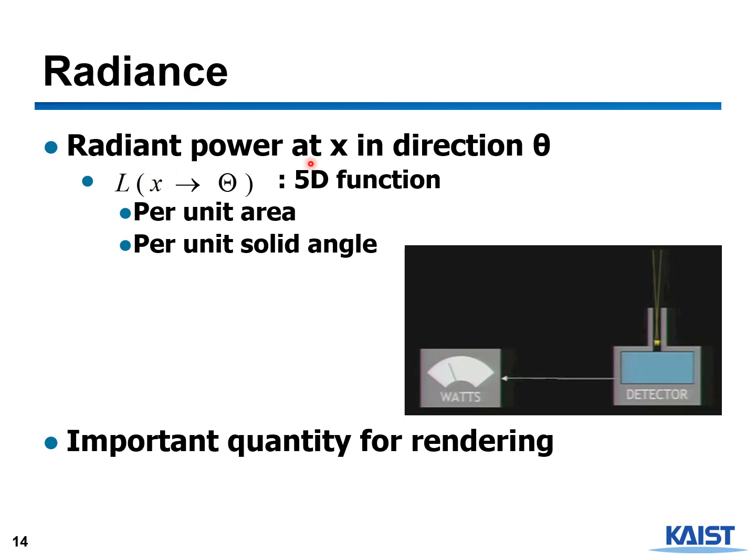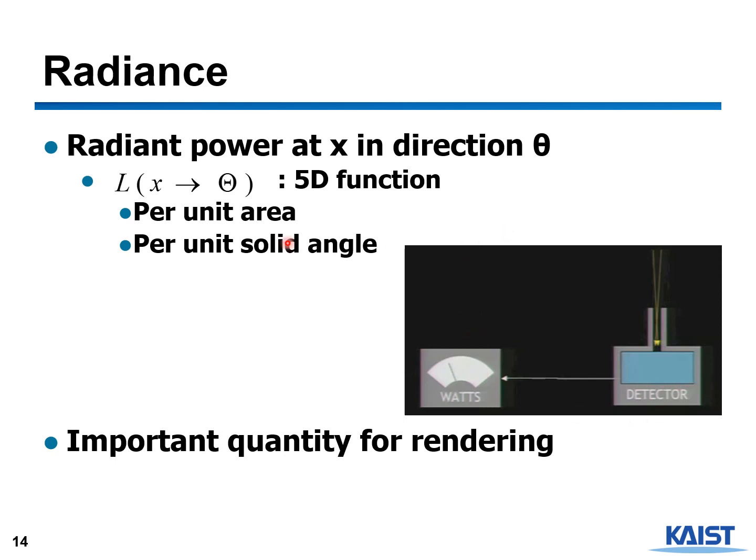Radiance is the radiant power at position x in a particular direction theta. Typically I define the radiance in the form L, starting from x to that particular direction, capital theta. This vector consists of theta and phi, and x is defined as a point in 3D space. So this is actually a 5D function: 3D for the position and 2D for the direction. This radiance is measured per unit area and also per unit solid angle. For different directions, we use the solid angle.